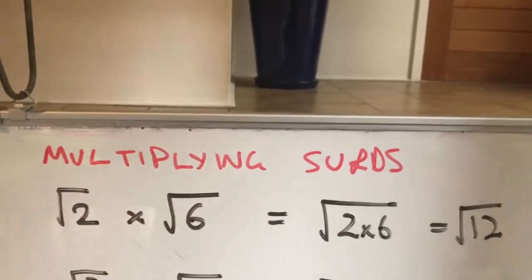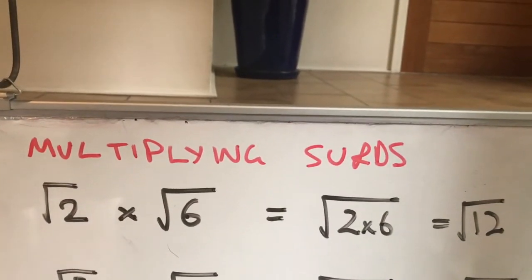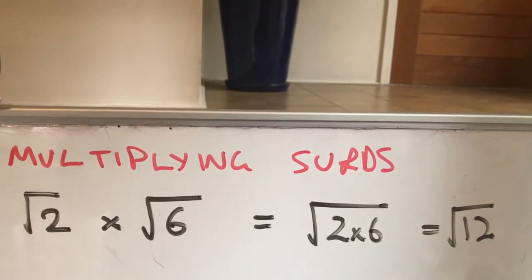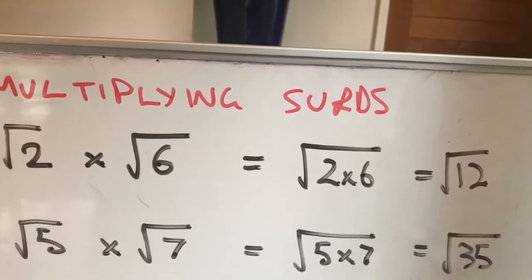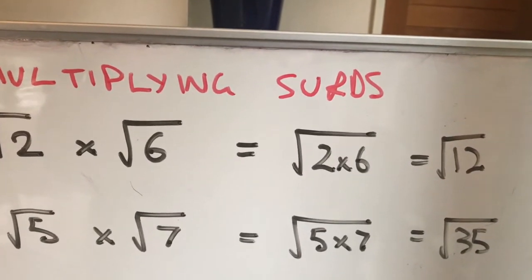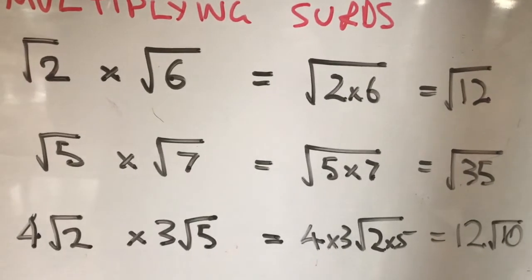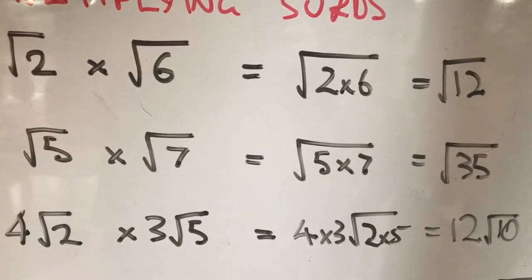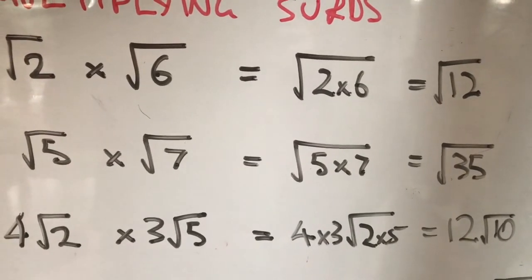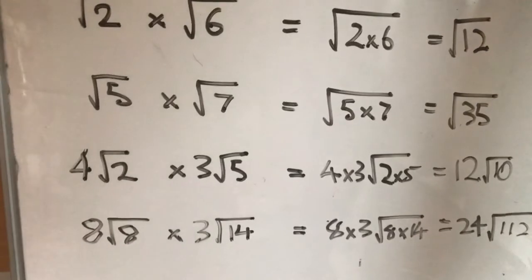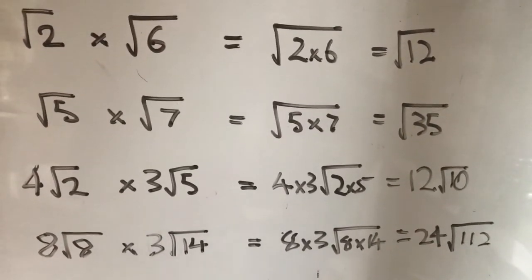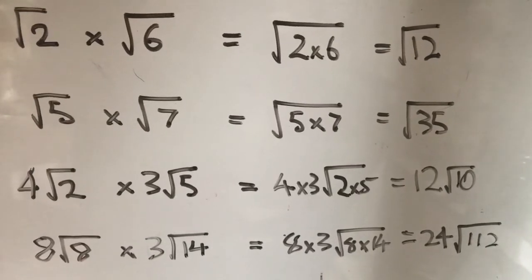So if we have a look here, multiplying some actual numbers, root 2 times root 6, they're both under a root sign, and we just get root 12. Root 5 times root 7, root 35. We multiply the 4 and the 3 together to get 12, and the 2 and the 5 underneath the root sign gives us root 10. And this one here we get 24 root 112. So all of that's pretty straightforward.